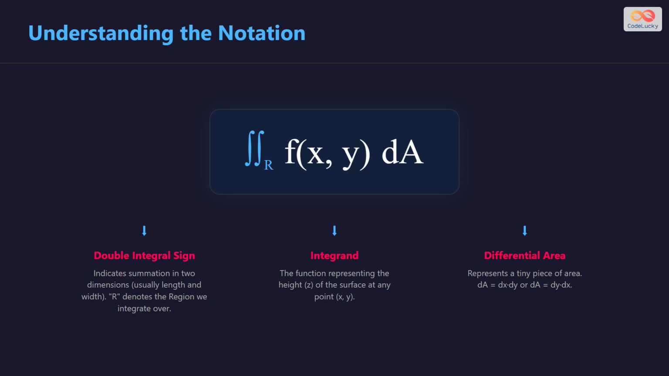Here is what the math looks like. You will see two integral signs representing two dimensions. The function f of x and y represents the height of the surface at any point. And then there is this term dA. This stands for the differential area, a tiny piece of the base region.